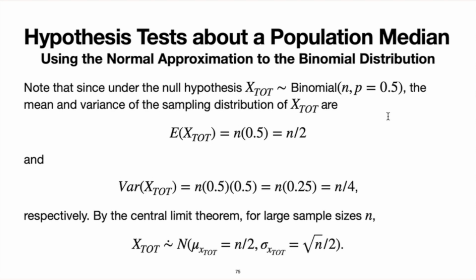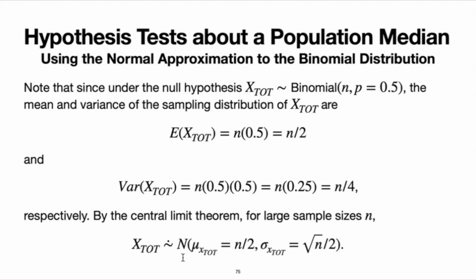In that situation, the mean of that distribution, the expected value of X_tot, is n times p, which is n times 0.5, or n over 2. And the variance of X_tot, n times p times 1 minus p, is n times 0.5 times 0.5, or n over 4. And if the variance is n over 4, then the standard deviation is the square root of n all over 2.